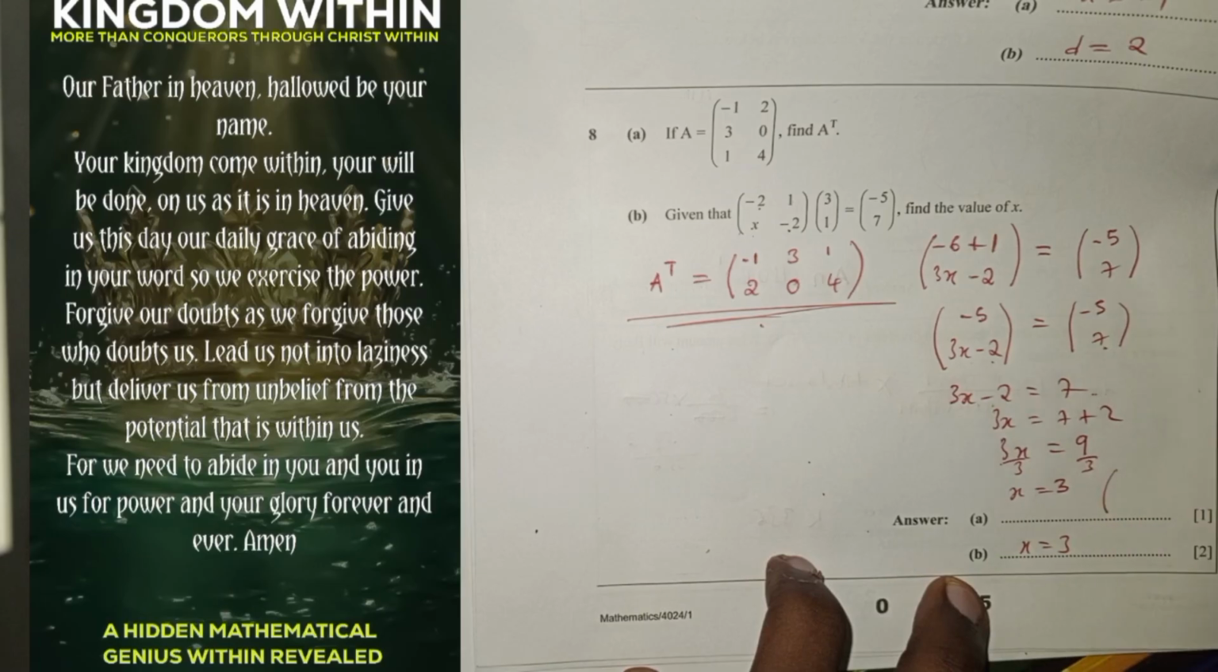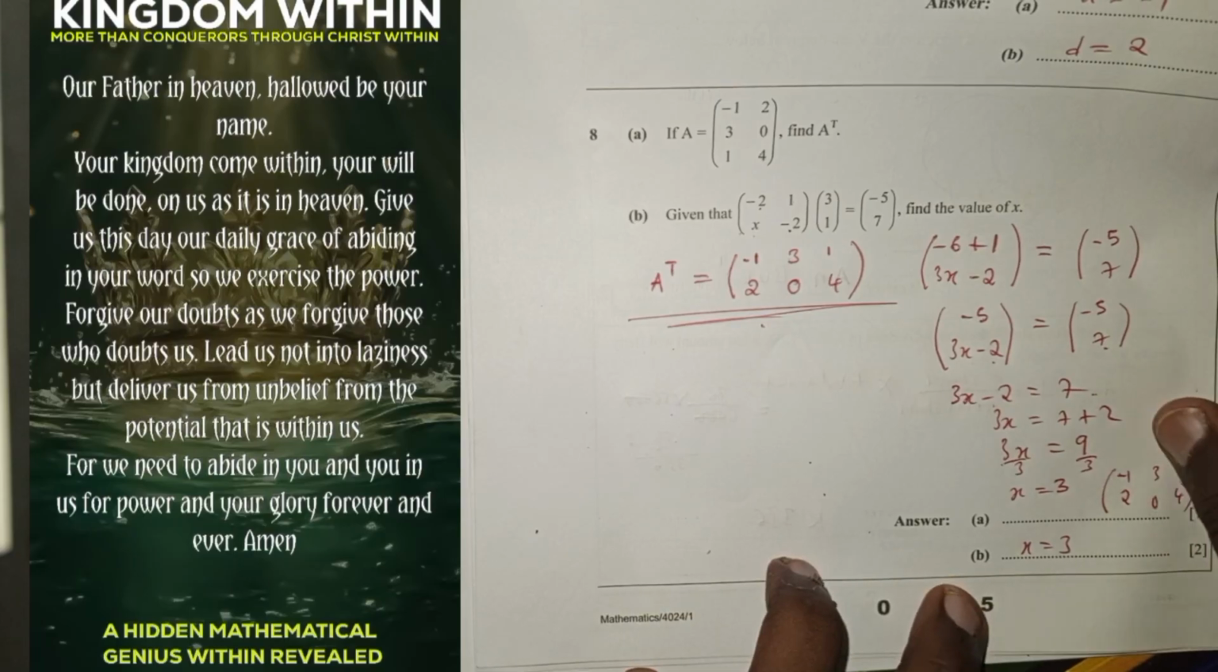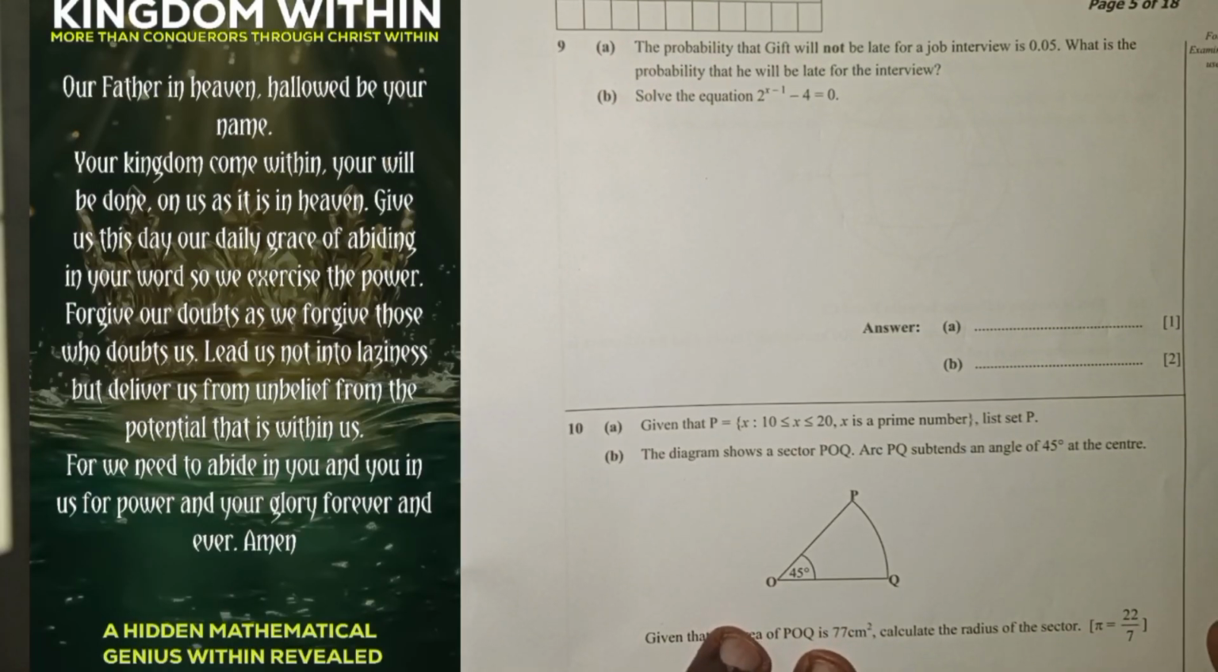And the matrix here was minus 1, 2, 3, 0, 1, 4. Okay, we go to question 9.